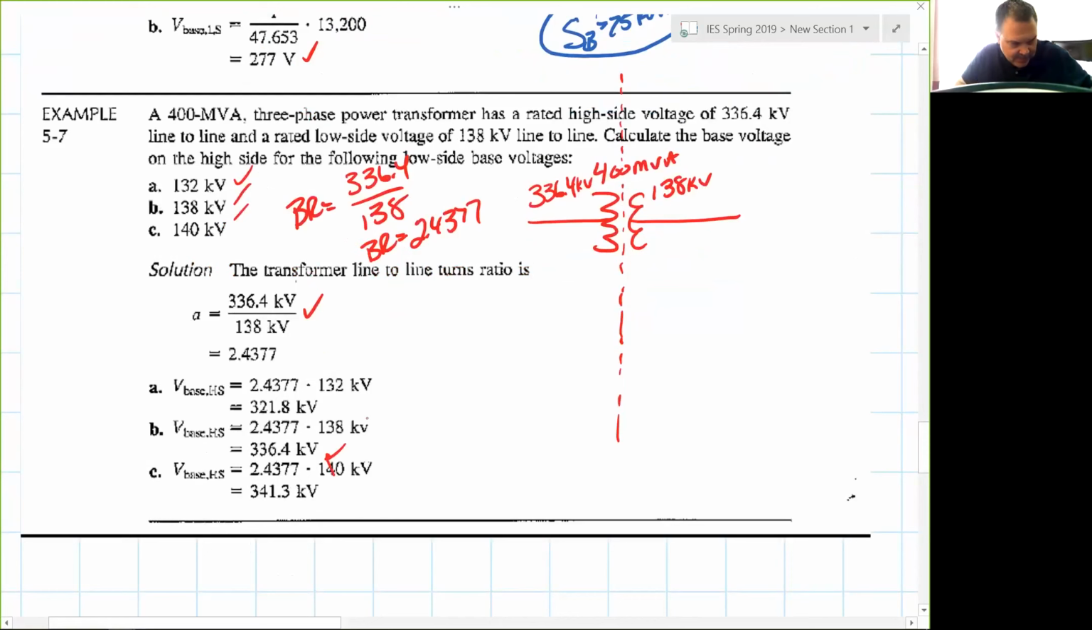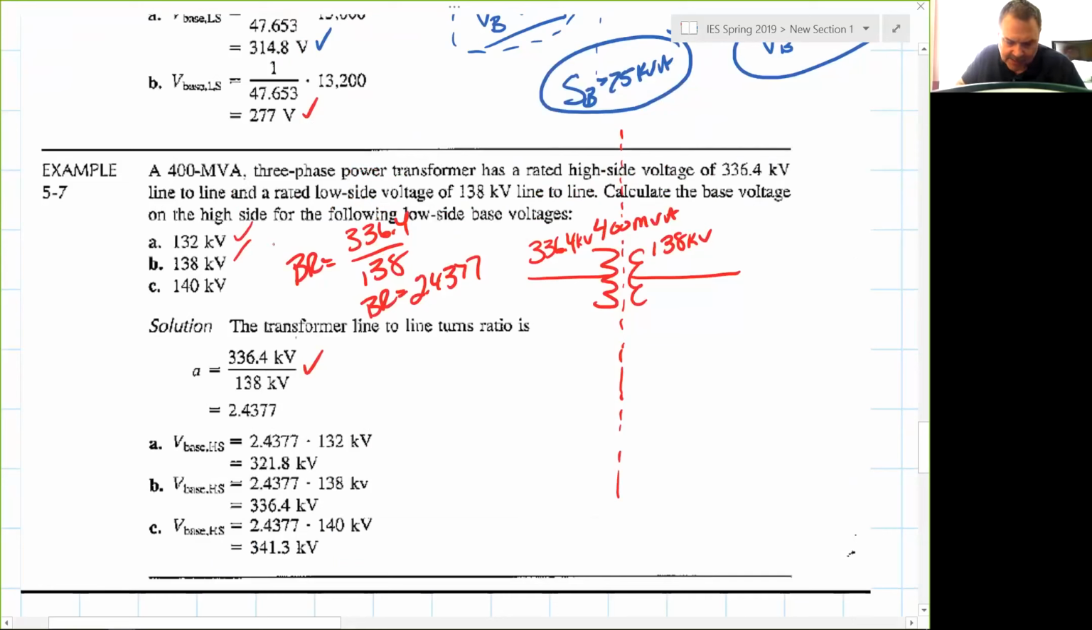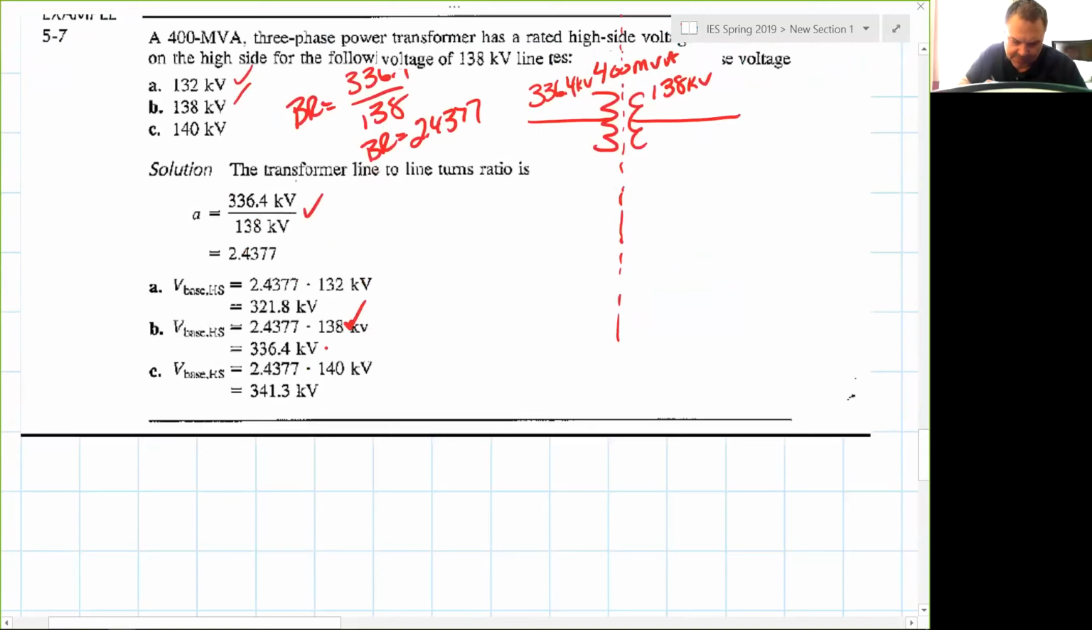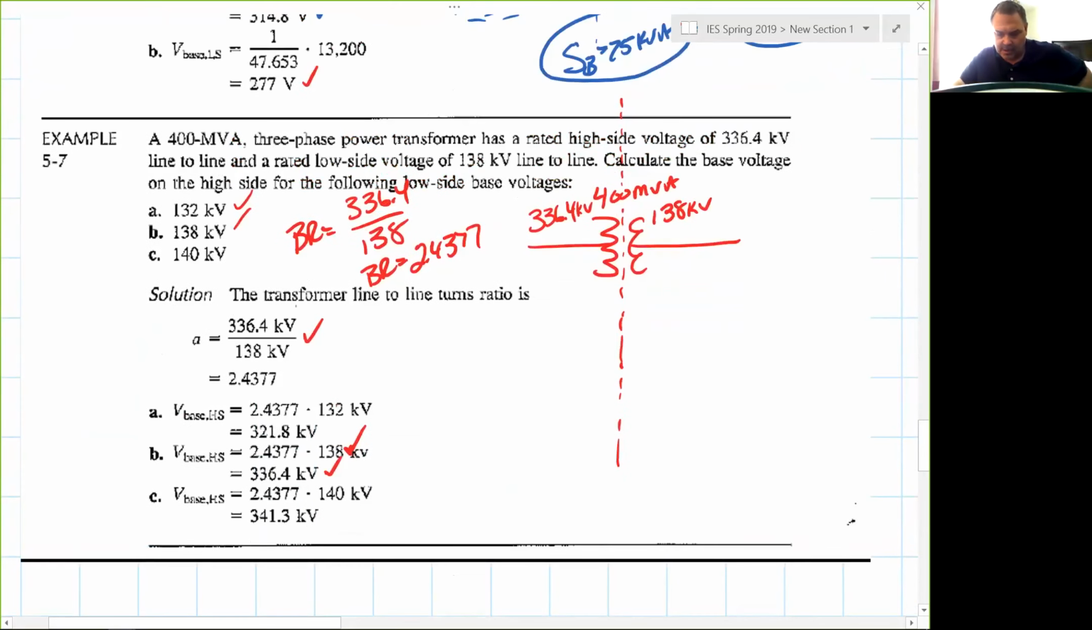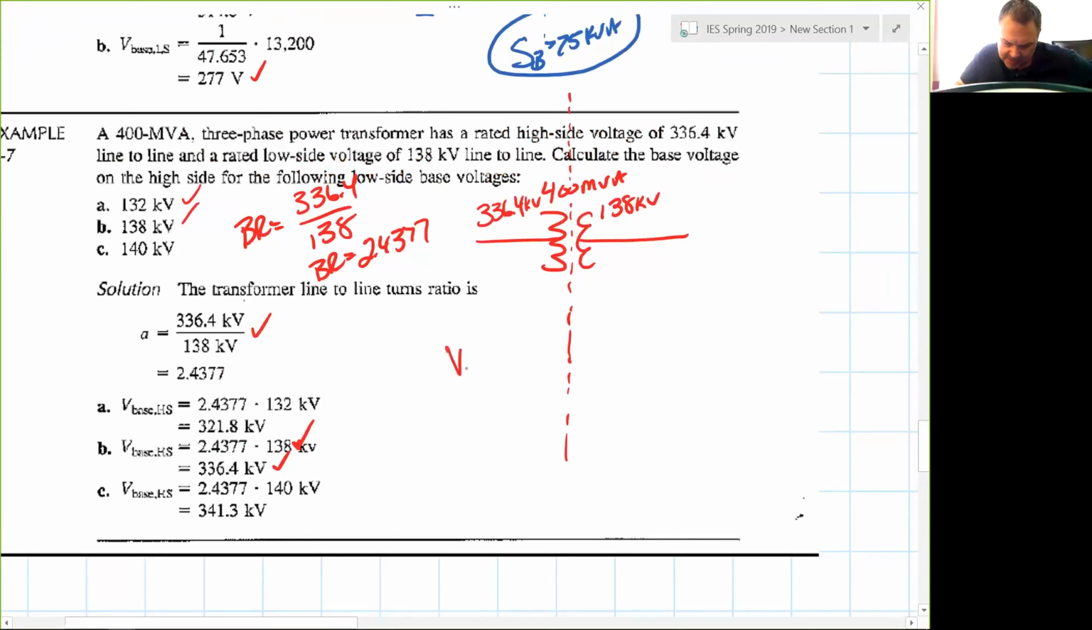But the task is to calculate the base voltage on the high side for the following low side base voltages. And you'll notice here that at 138 kV, the base voltage matches the rated voltage. Okay, so same kind of thing. Where V base high side, they call it, is equal to V base low side. Now I have to ratio it up, so it'd just be times A. And that's what you're doing right here. Okay.